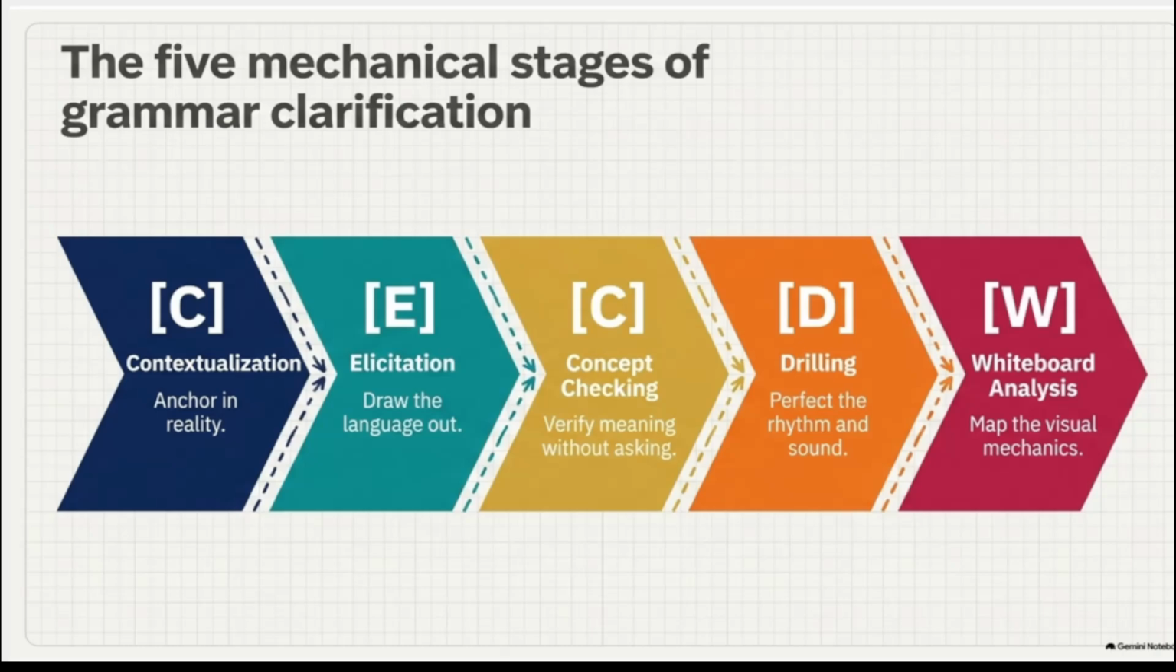This sequence is important because teachers sometimes make one common mistake. They begin with the final stage. They write the grammar rule on the board and start explaining. For example, subject, plus be, plus verb with ing. Then they explain when to use the present continuous. Then they give examples. The problem is that students may know the formula without really understanding the meaning.